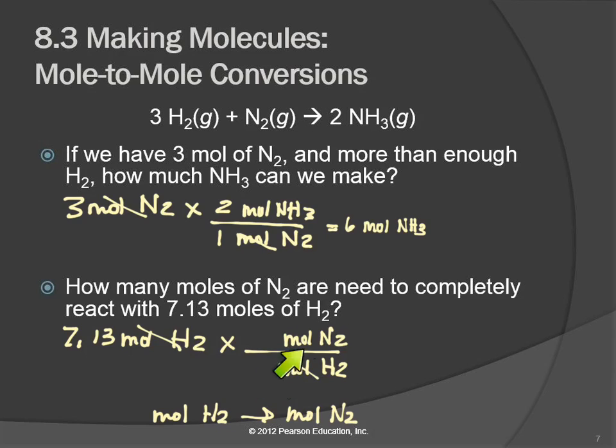So what's the ratio here of nitrogen to hydrogen? It's 1 to 3. There's one of these to 3 of those. 1 nitrogen to 3 of those. So can't really do this one in our heads. At least I can't. 7.13 divided by 3. We'll pay attention to significant figures here, and this would be 2.38 moles of nitrogen.